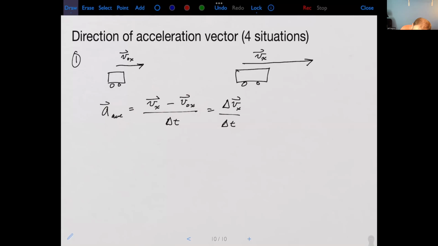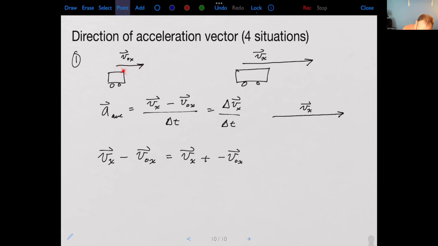So V final x is like this. And then if I want to subtract V initial x, that means I want to add the opposite of V naught x. Remember, subtraction is equivalent to taking Vx and adding the opposite of V naught x. And if V naught x looks like that, that means the opposite is going to be pointing in the opposite direction, right? So if I add tip to tail and I put minus V naught x at the tip of Vx, it's going to look like this.